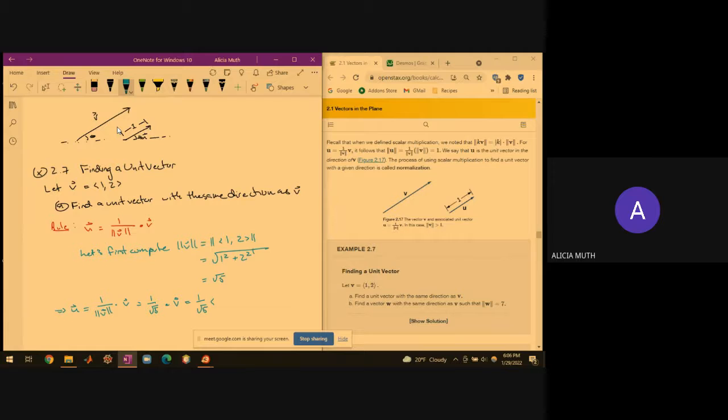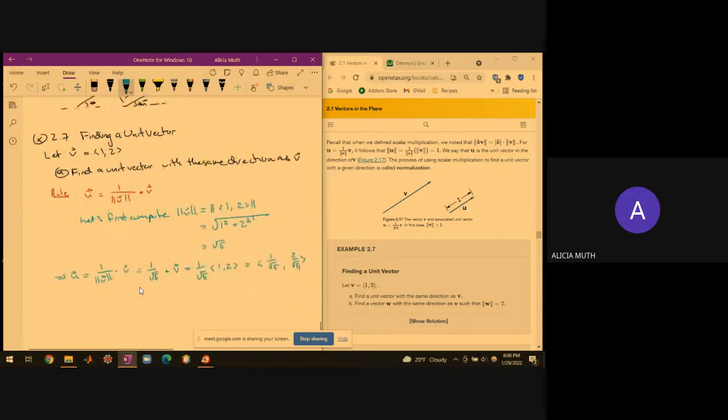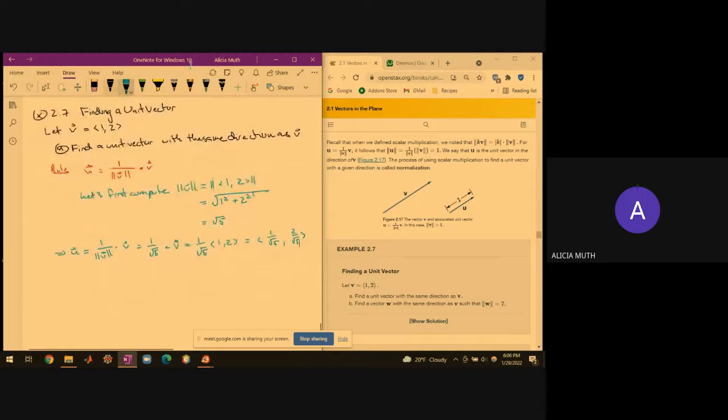So let's go ahead and do that multiplication. We're going to distribute the scalar into our components. All right, and so now we have a unit vector with the same direction as v and magnitude 1. So for part B of this example, let's find a vector w with the same direction as v, but we want w to have a magnitude of 7.